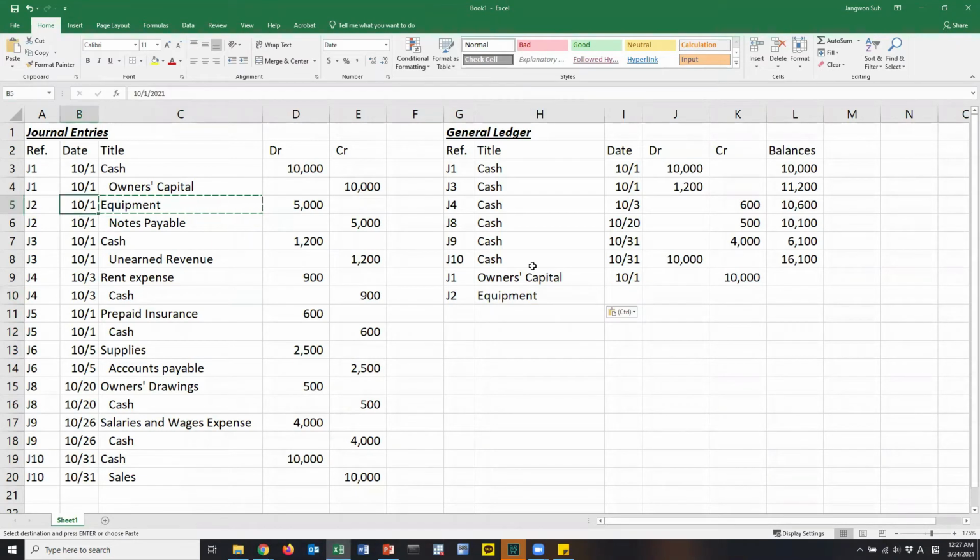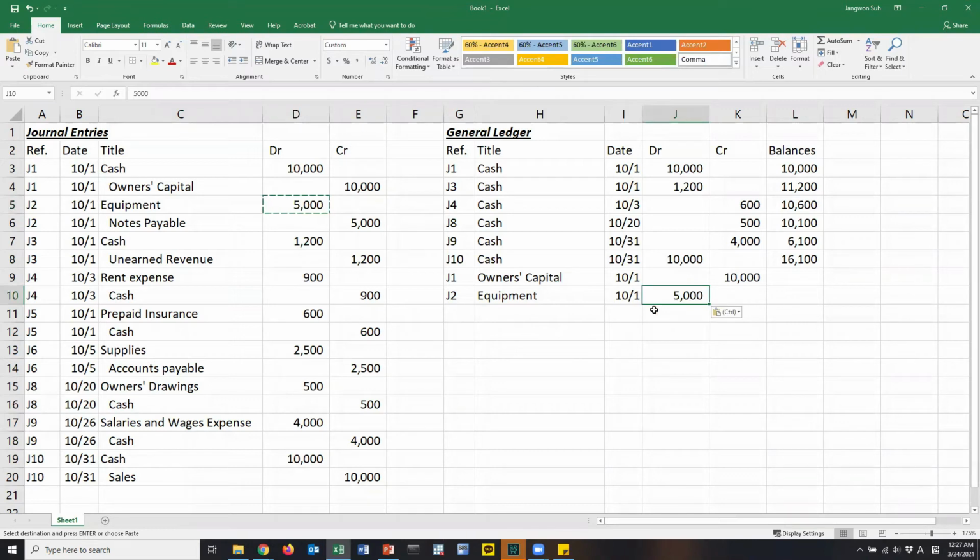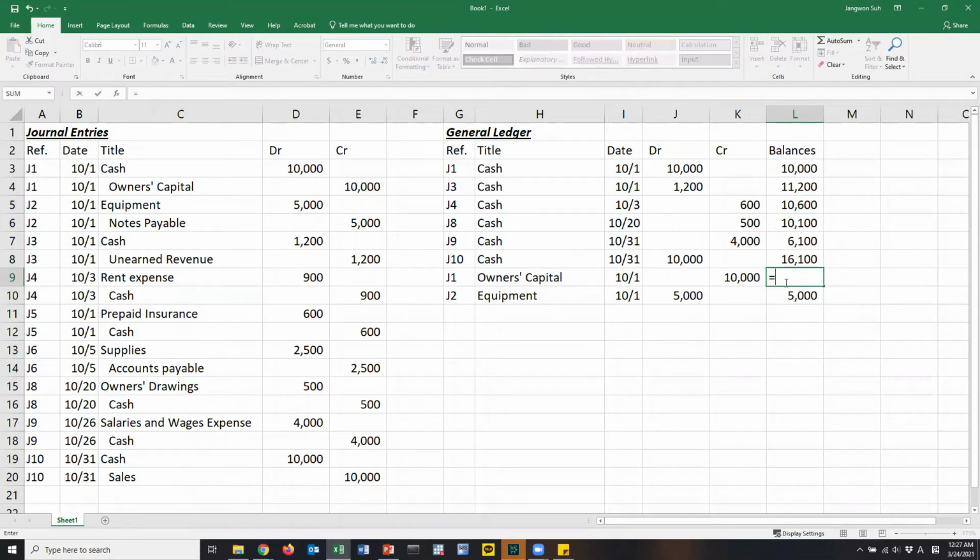The date, this date, and on the debit side, right? And then that's it, right? We don't have any other equipment. So we will just copy and paste the formula from cash. When it comes to owner's capital, we know that its normal balance is credit side, right? So what we should do is credit minus debit.